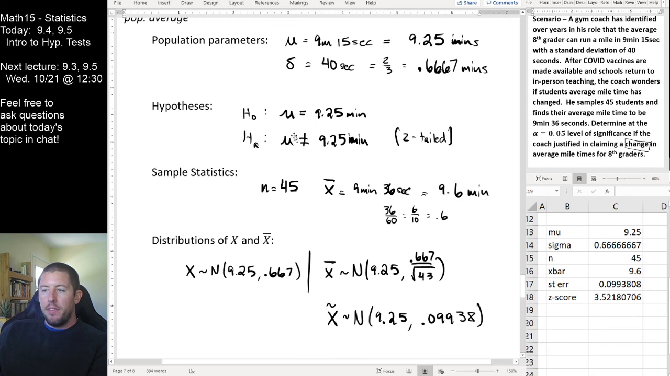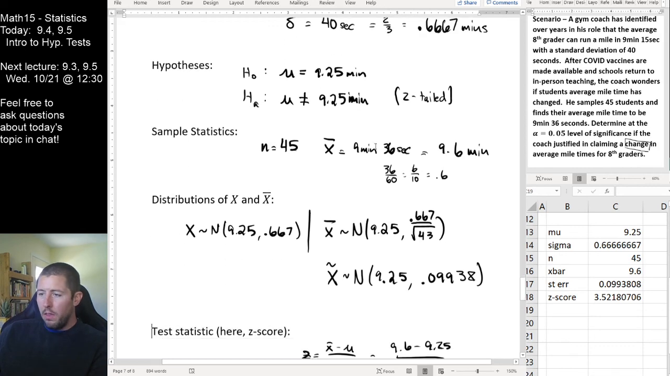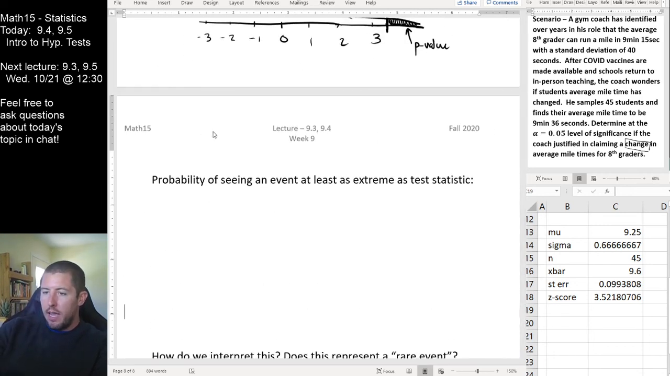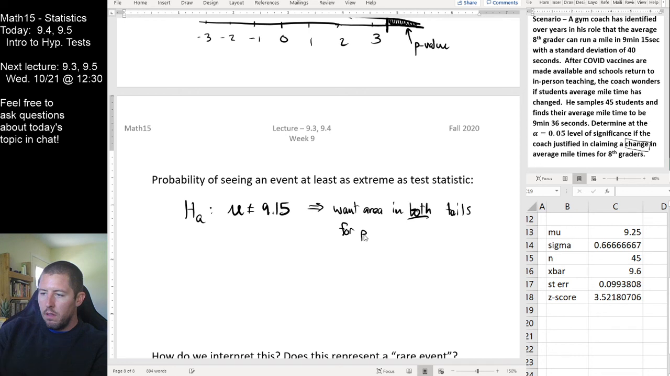But I do want to point out one technicality that is important. Notice our alternative hypothesis. Our alternative hypothesis always tells us what to do in our diagram out here. Although, hang on, I'm getting a smidge ahead of myself. Our alternative hypothesis was that this is just going to be different than the 9.25. This says to us we want area in both tails, because we weren't suspicious that it was greater than or less than. We were just suspicious it was different.